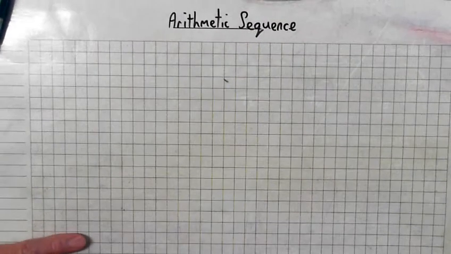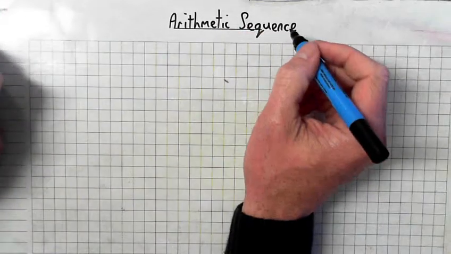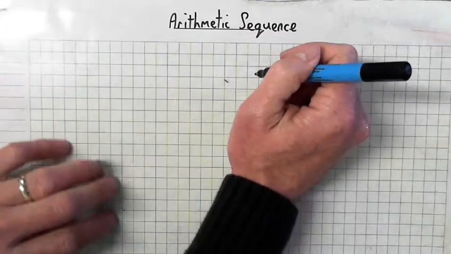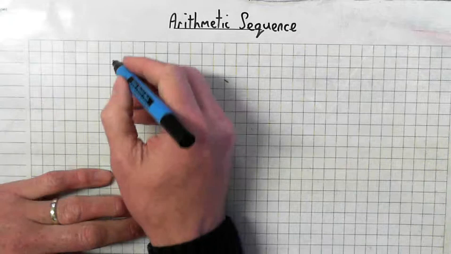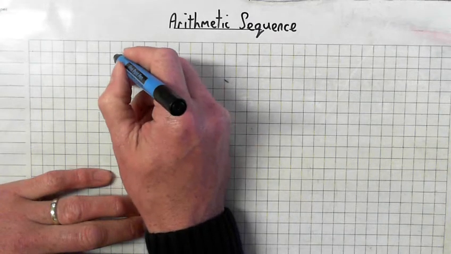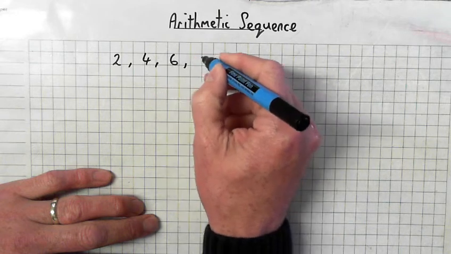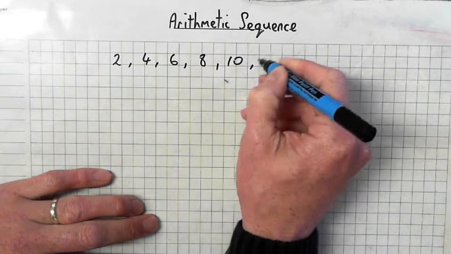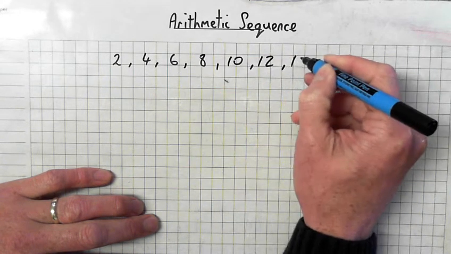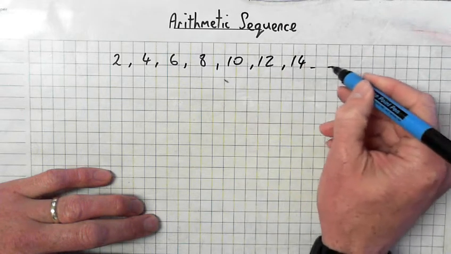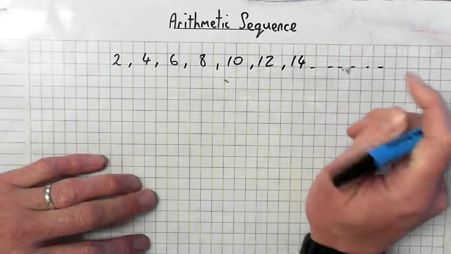Alright. Right, so each arithmetic sequence. What do you know about arithmetic sequences? So we'll take a simple arithmetic sequence: 2, 6, 8, 10, 12, and it goes on forever, doesn't it? What can you tell me about that sequence?